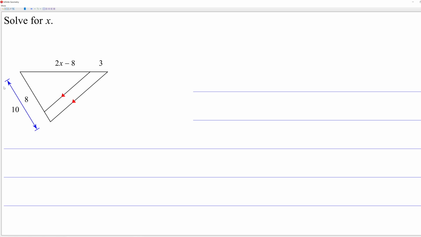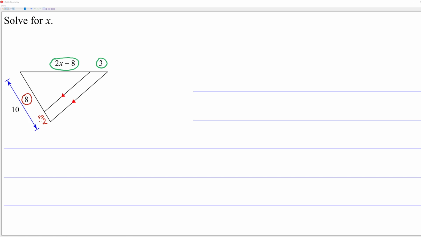So again, maybe I don't feel like drawing these triangles separately, so I just want to compare the parts that are along the sides. So we might say, well, 2x minus 8, that's the part on the left. We're going to compare that to 3. And then along the other side, we're going to compare 8. Well, be careful, we don't know this part. So you might have to add or subtract. In this problem, we know the total length is 10. We know the part at the top is 8. So 10 minus 8 is 2.